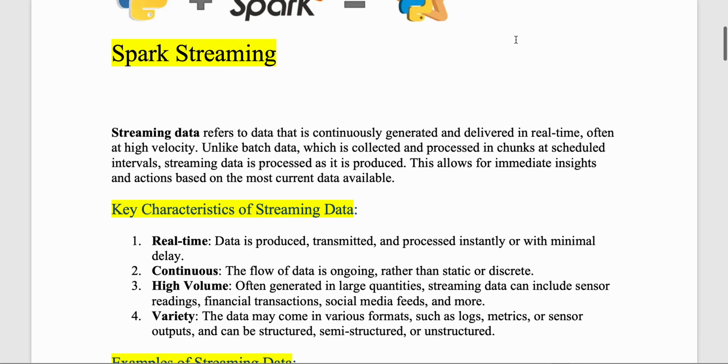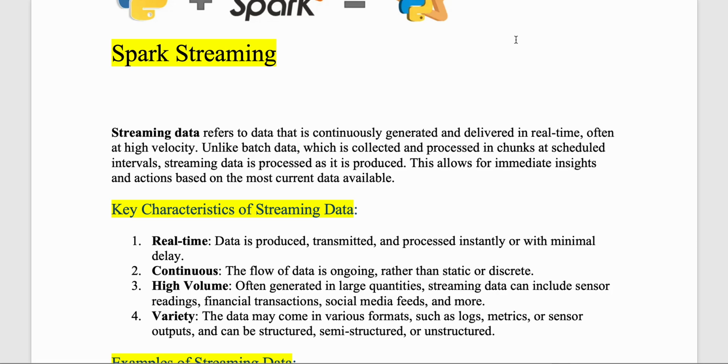Key characteristics of streaming data: one is real time. Data is produced, transmitted and processed instantly with minimum latency. So there should not be any latency. When data is produced, you have to consume it and transmit it also. Then continuous: the data flow is ongoing rather than static or discrete. Then high volume: often generated in large quantity. Streaming data can include sensor readings, financial transactions, social media feeds, and many more.